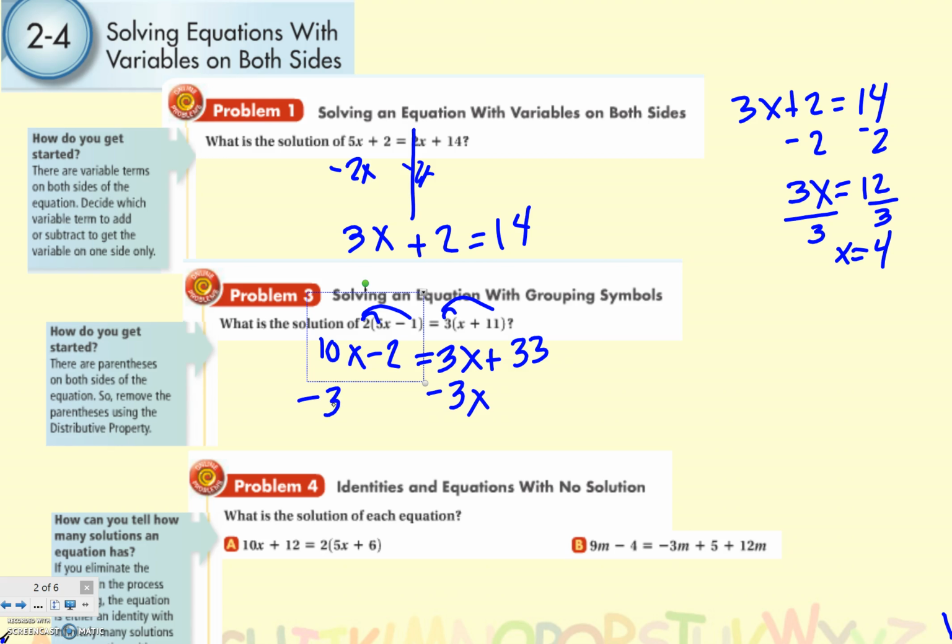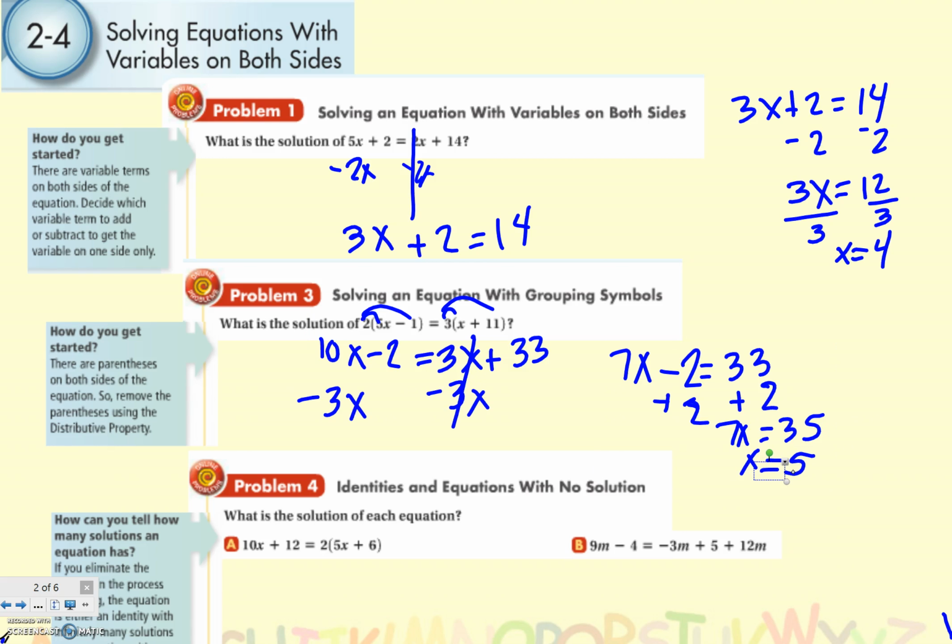And then again, we want to get the variables together. So I'm going to move over the 3x. This will cancel out the 3x here. And I'm left with 7x minus 2 equals 33. And we solve it like a regular problem. So x equals 5.